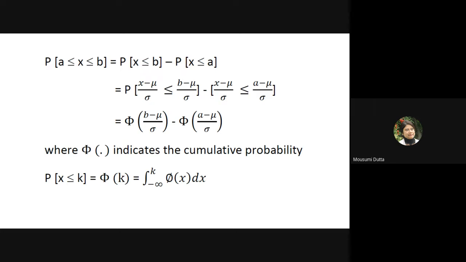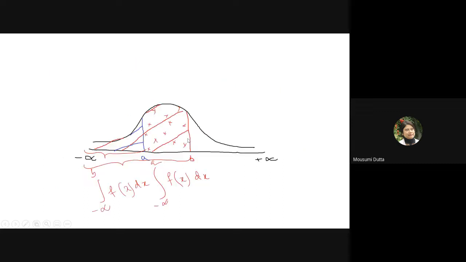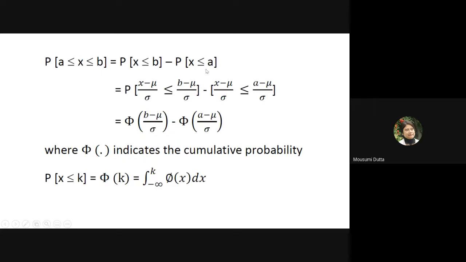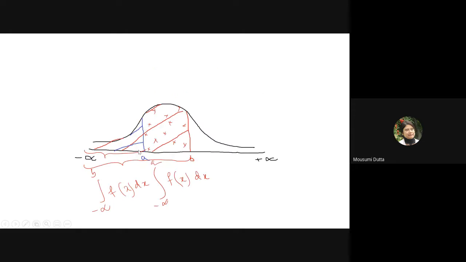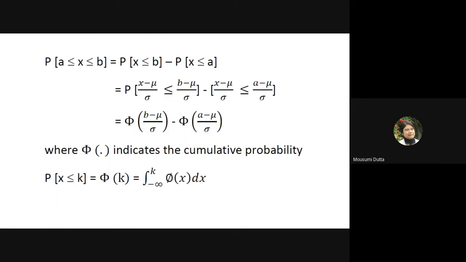So mathematically, what we are doing: I am first considering the probability of x less than or equal to b. Graphically, this red shaded area I am calculating first, minus the probability of x less than or equal to a. Then I am considering the blue shaded area, the probability that x is lying between minus infinity and a. Sorry, so x less than or equal to a.